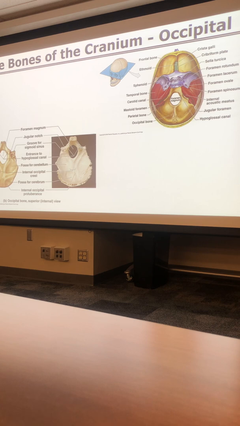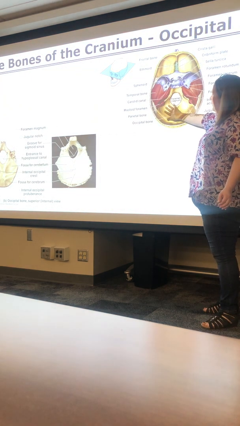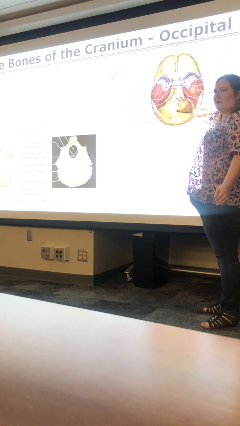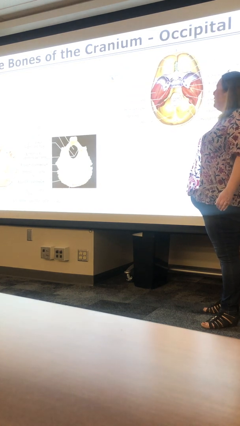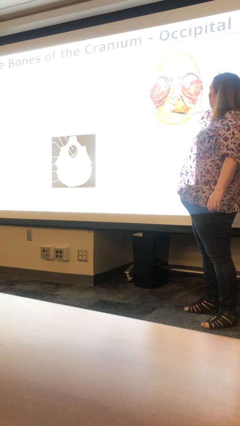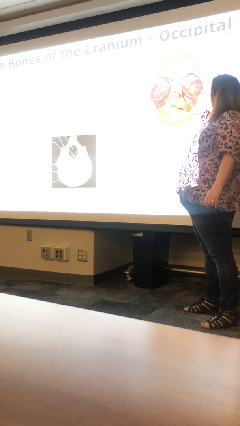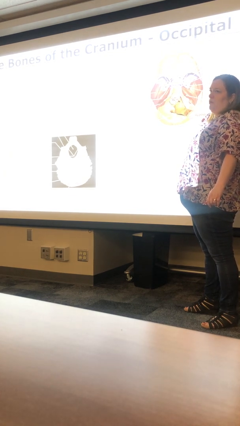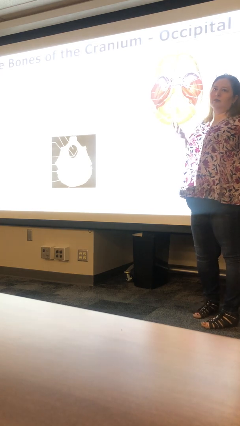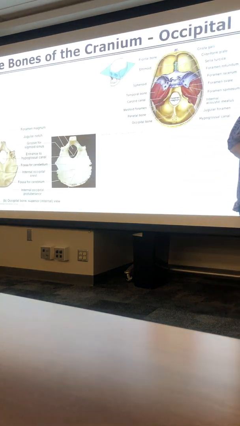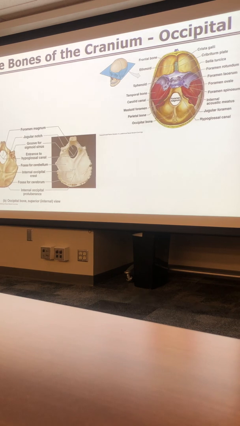The occipital bone makes up the majority of this posterior cranial fossa. This is the posterior cranial fossa. And that posterior cranial fossa is going to house the cerebellum and a little bit of the brainstem. So the occipital bone is really creating this posterior cranial fossa, which is going to house the cerebellum and part of the brainstem.